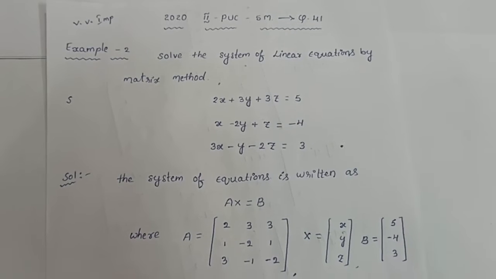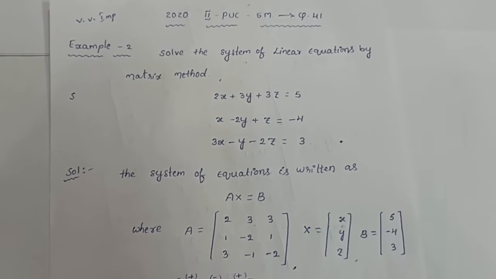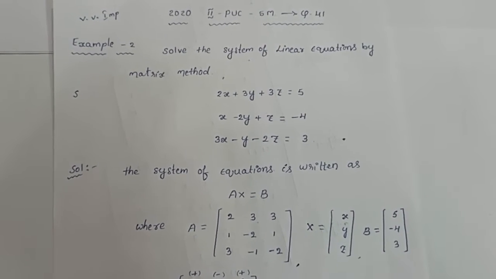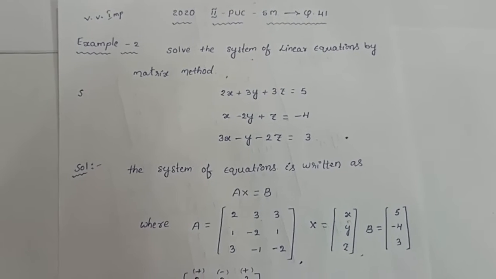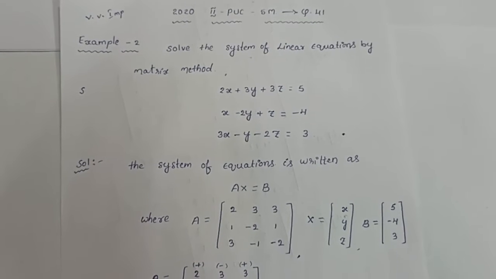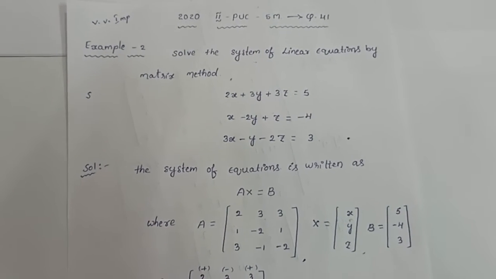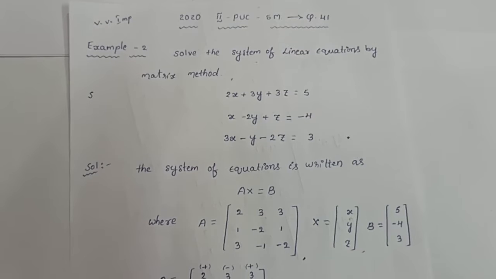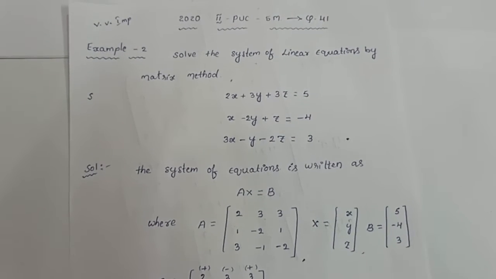Next, example 2. Already yesterday we did that. There is a 2 by 2 matrix, and this is that 3 by 3 matrix. This is very important, and this question was also given this year. 2020 second PUC 5-mark question. The question number is 41.